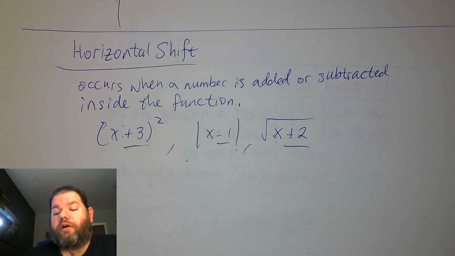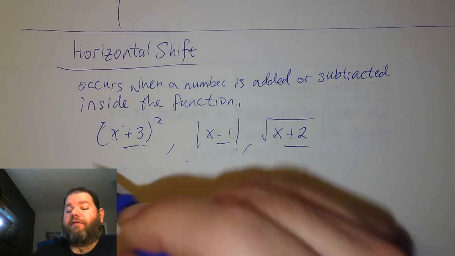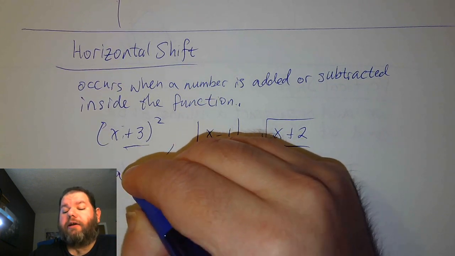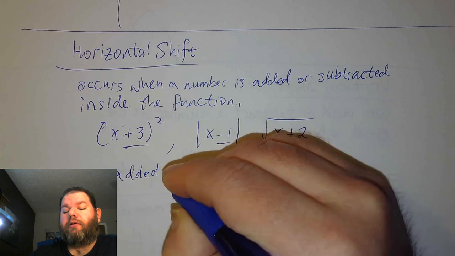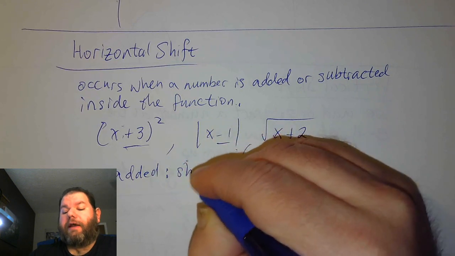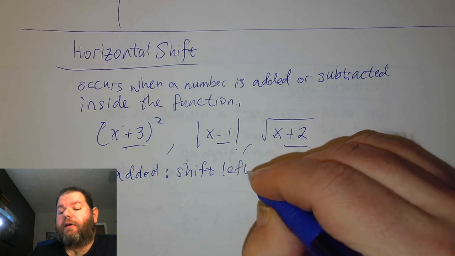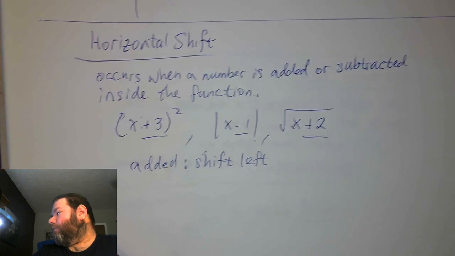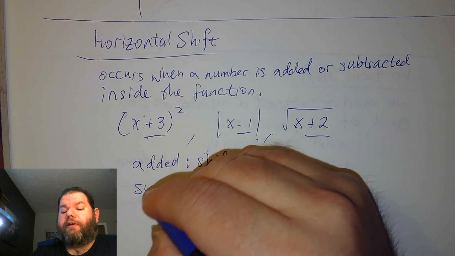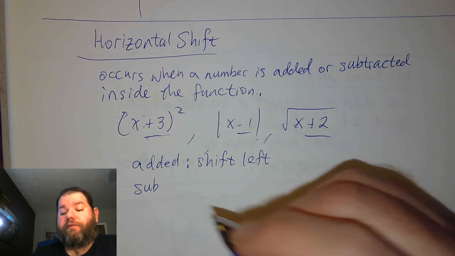Now, again, we have a number added or subtracted. If the number is added, we shift left that many points. And if the number is subtracted, this will shift right, of course.